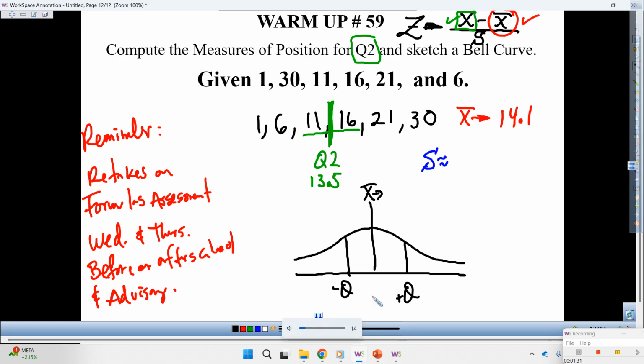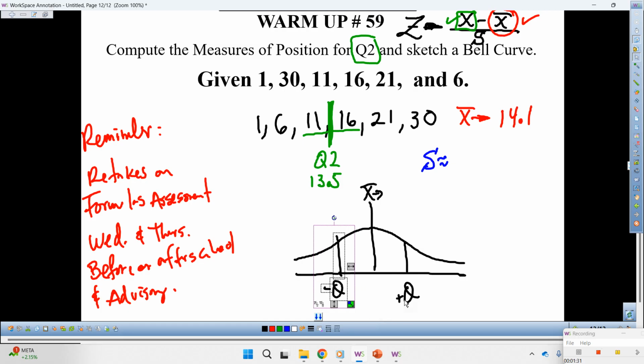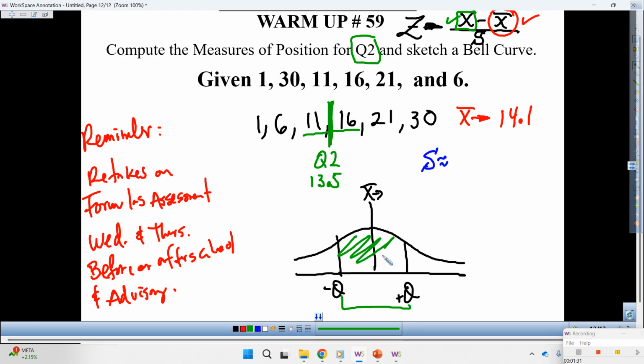Now remind your neighbor, why is it that I only go one up and one down on the standard deviation? Why do we only go one up and one down? Amelia. Why do I always just use one up and one down as the standard deviation? Let's go. That is correct. That's the norm.